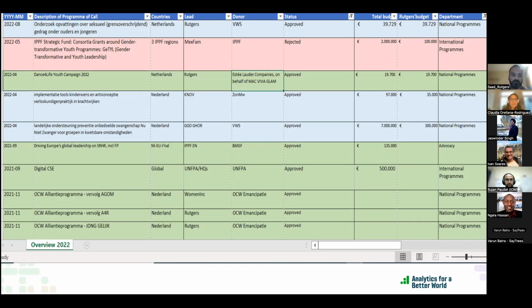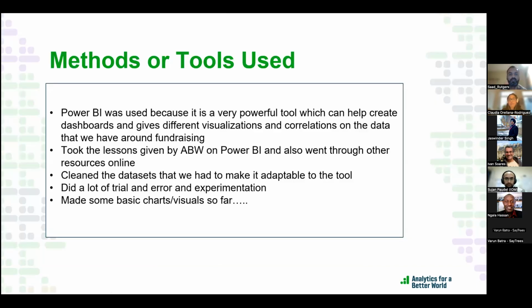So we have data sets for each year, with a description of what sort of call we are putting a proposal in, which country, which is the lead organization, who is the donor, the status, whether it is approved or rejected, the total budget of the call, what is the chunk of Rutgers, and which department we are fundraising for, whether it's a national program or project or an international program or project.